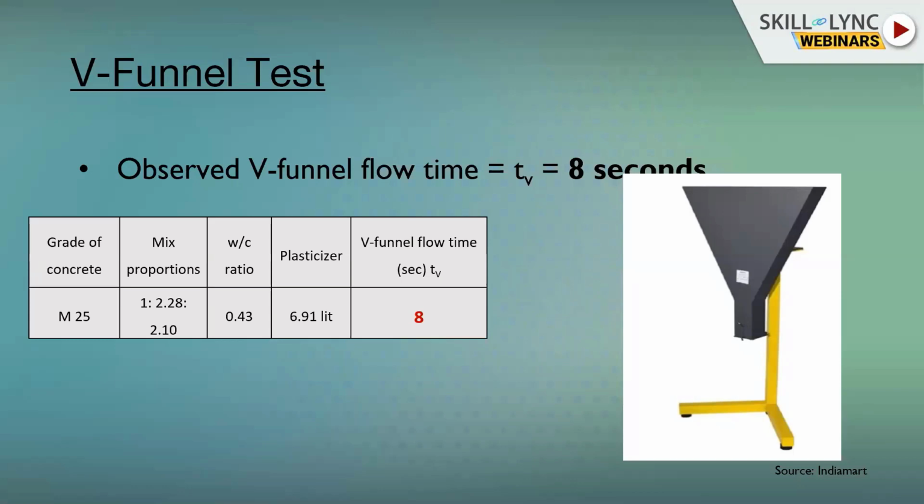What we learn from all these four tests, the V funnel test, J ring test, whether it is a slump flow spread, is how much time it takes for the workable concrete to fill the volume. For example, if the beam is 300 cubic meter, how much time it takes the concrete to fill that beam. So this is all about how workable and how consistent the concrete is. It differentiates between the two things, workability and concretability.